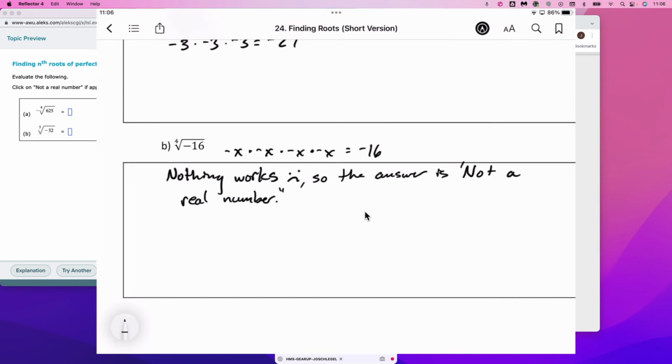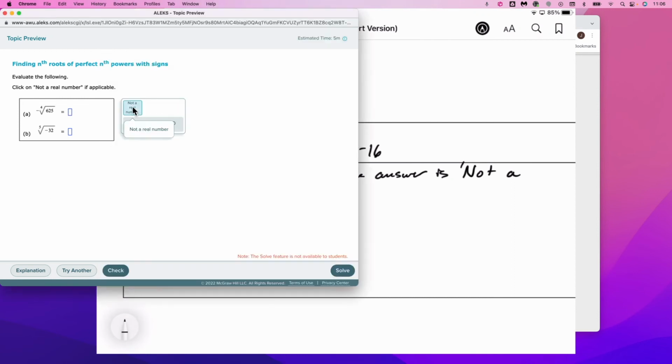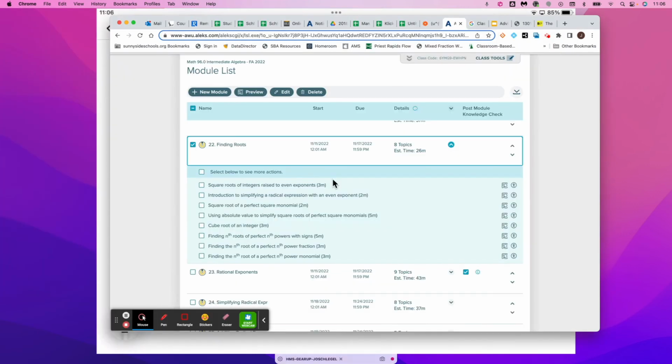Now, because we have worked with imaginary numbers before, I'm going to go ahead and solve this. I know that this number multiplied by itself 4 times to get 16 is 2. And then what would be left inside is the square root of negative 1. And so we could say 2i as a solution for this. Again, that's not what Alex is going to be looking for here. Alex is going to be looking for you to click the not a real number button right there.